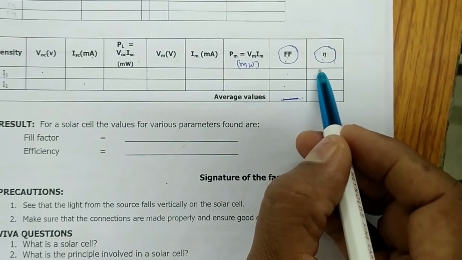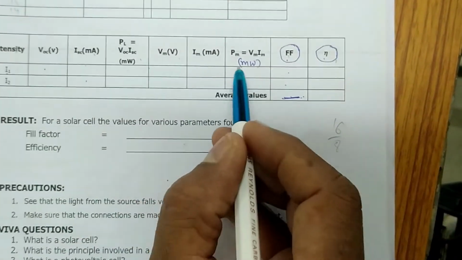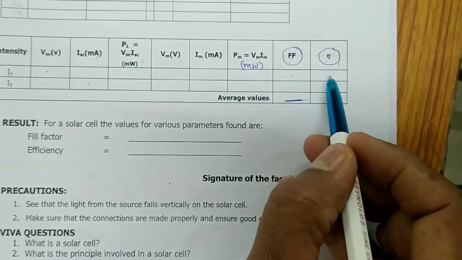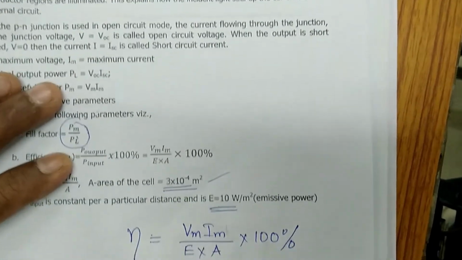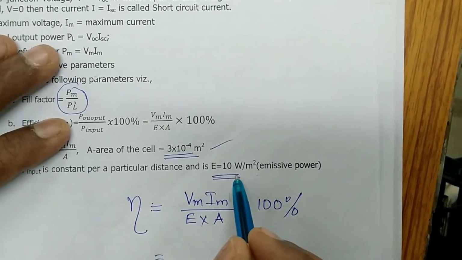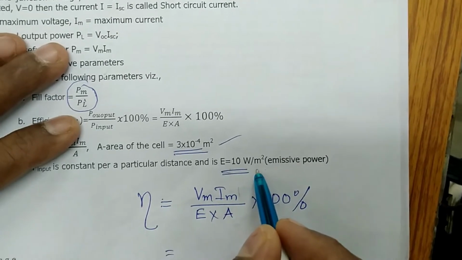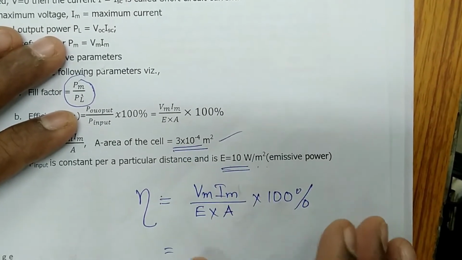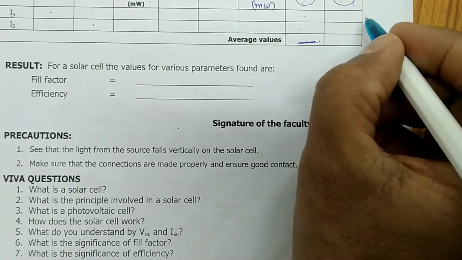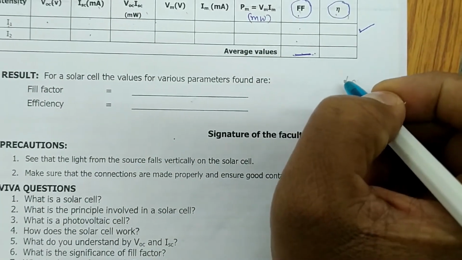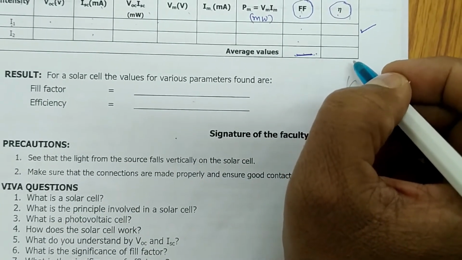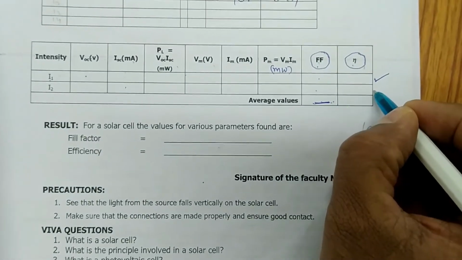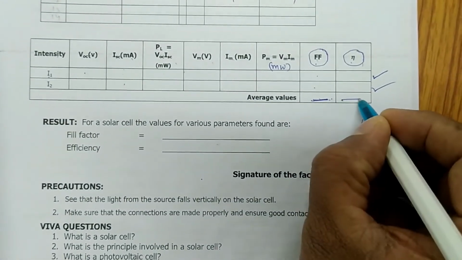From this, efficiency is the product Vm Im divided by E into A. E is the emissive power, we have given 10 watt per meter square. Area we have given 3 into 10 to the power minus 4 meter square. If you substitute, you will get the efficiency for intensity 1, and similarly calculate for intensity 2 and take the average.